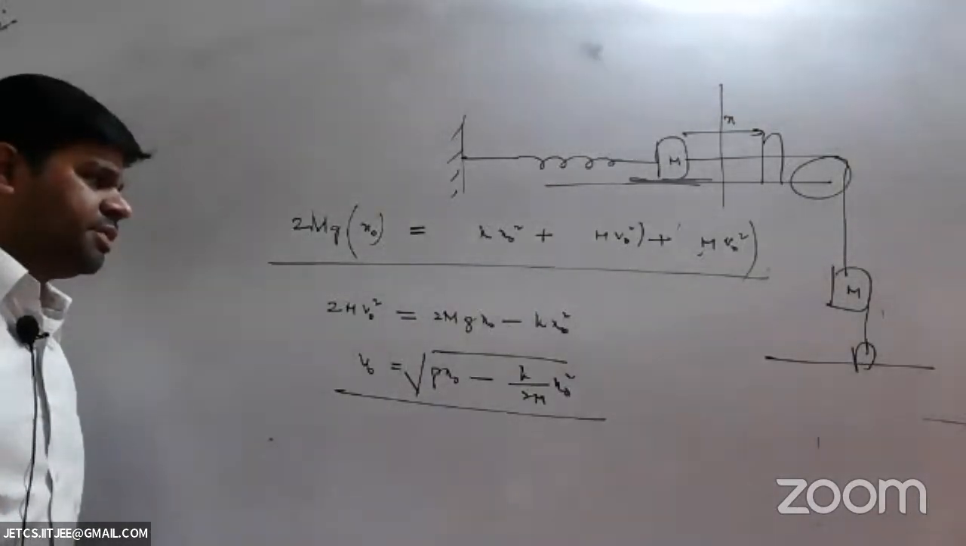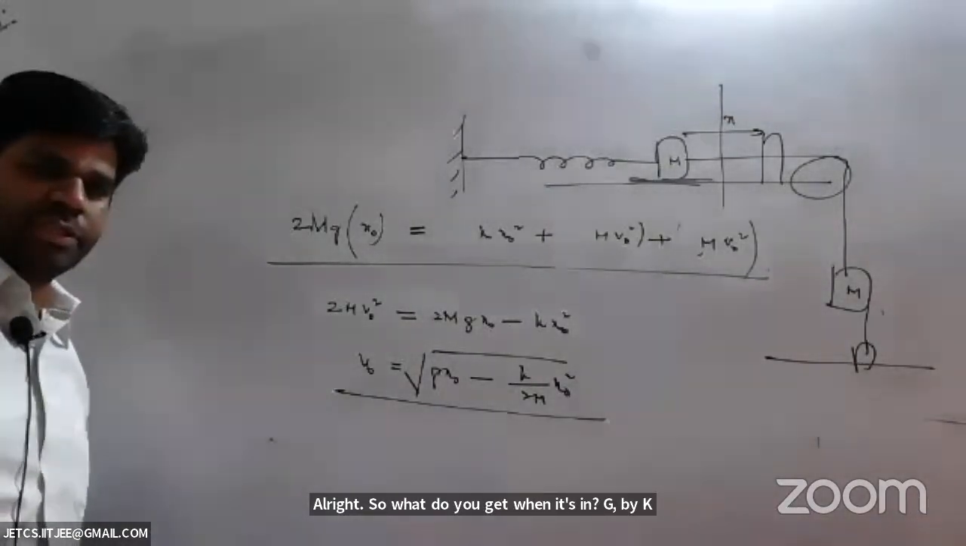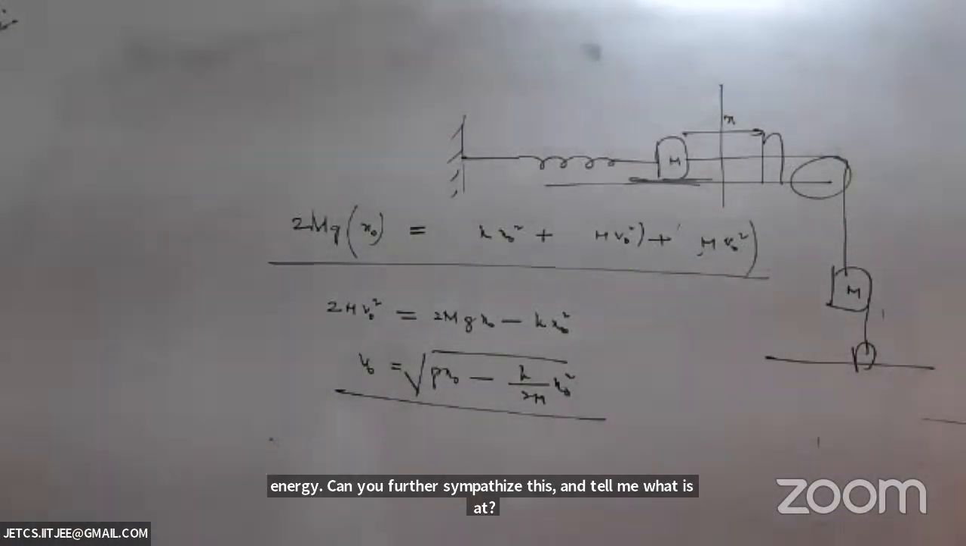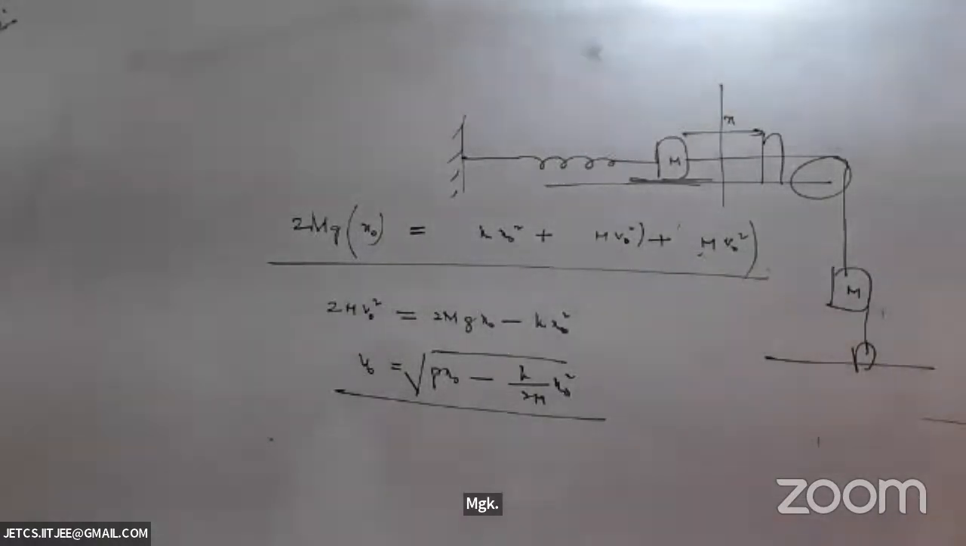Alright, so what do you get when it is mg by k? x naught is mg by k. Can you further simplify this and tell me what is the speed at mg by k?